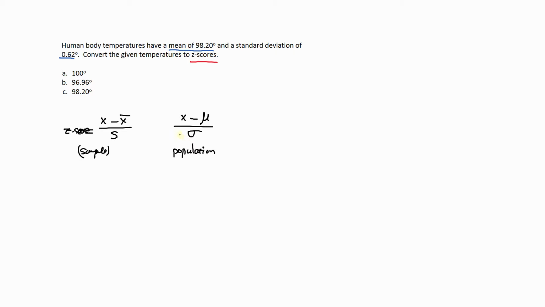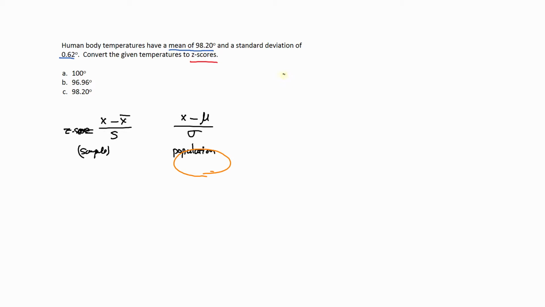Now let's determine whether the given data is a population or a sample. It just makes a general claim that human body temperature has a mean of 98.20, so we're going to go with the population. So we're going to use this formula specifically.